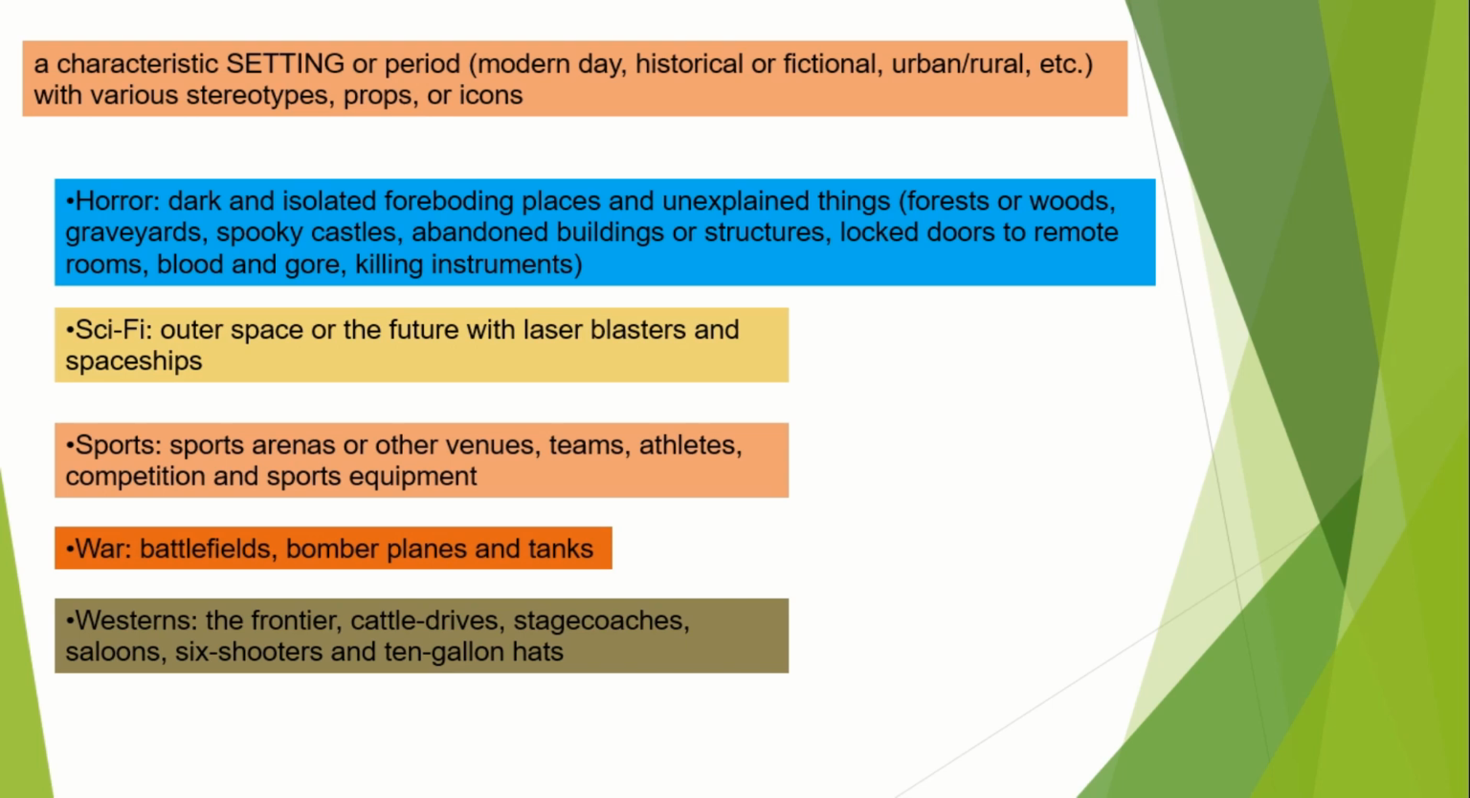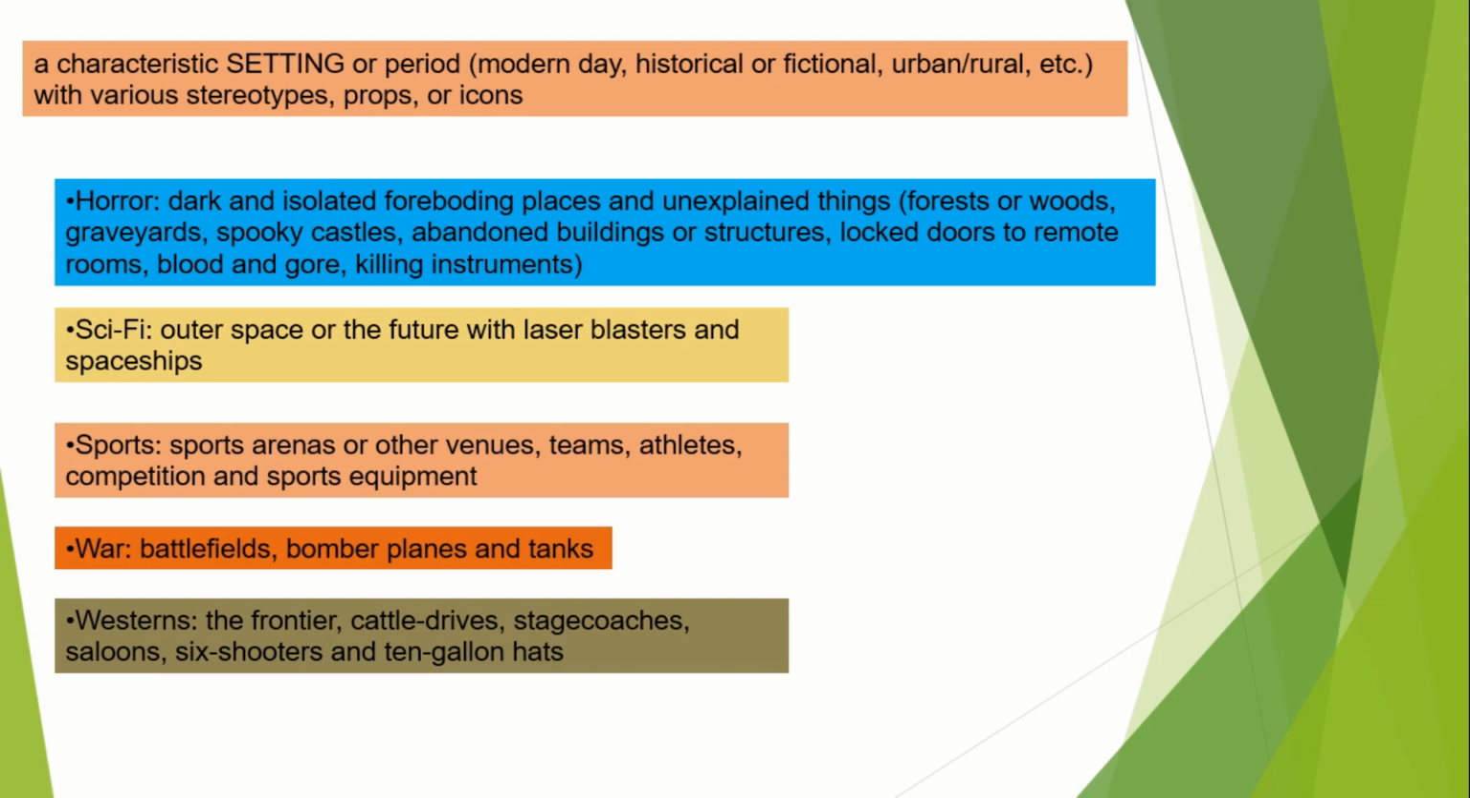Sci-fi. What do you mean by sci-fi or science fiction? Science fiction deals with futuristic science and technological concepts around which the plot revolves. It involves outer space or the future with laser blasters and spaceships. Sports. The story of this type moves around a sport or sports setting. It could be in a sports arena or other venues, with teams, athletes, competition, and other sports equipment. War includes battlefields, bomber planes, and tanks.